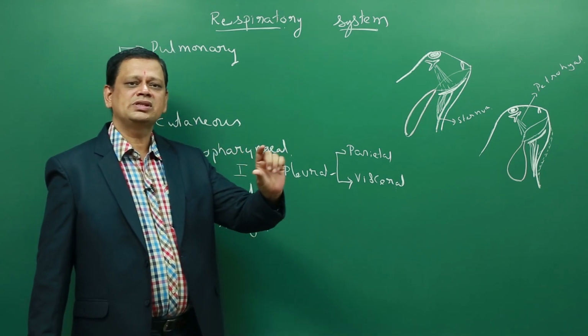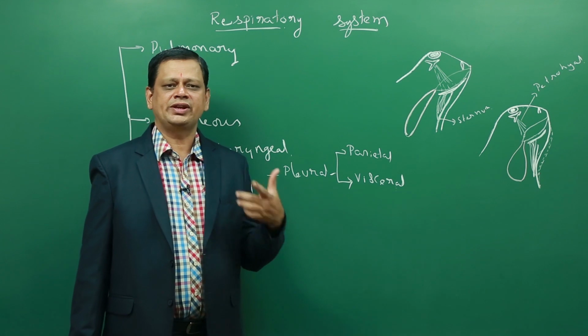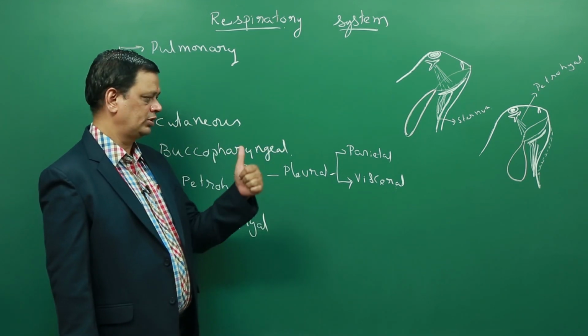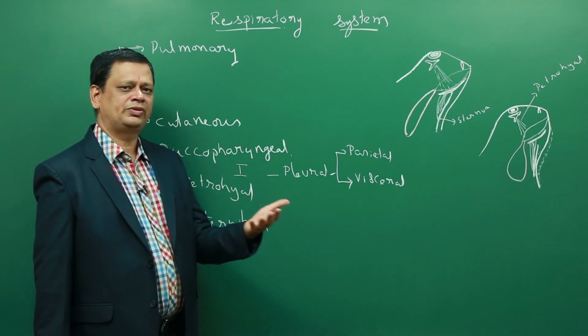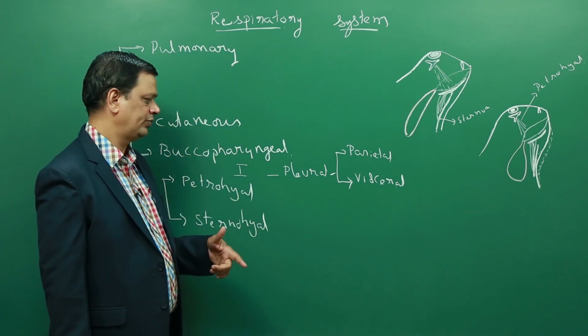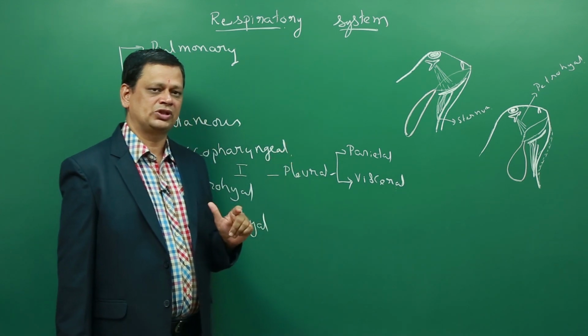In higher animals like mammals, between ribs, intercostal muscles will be present, and ribs are attached to the sternum. Then the diaphragm is a partition. These two help in respiration.